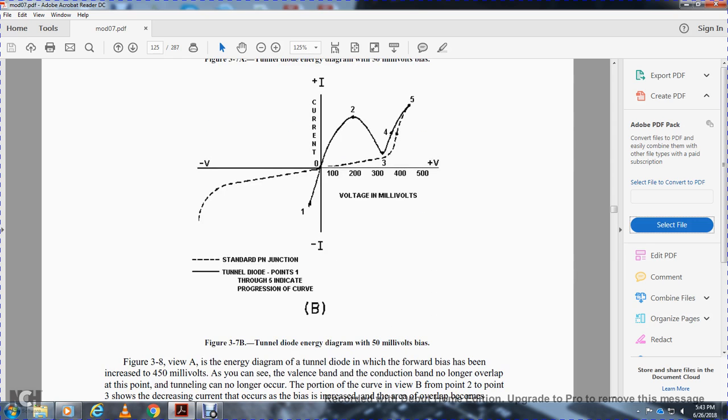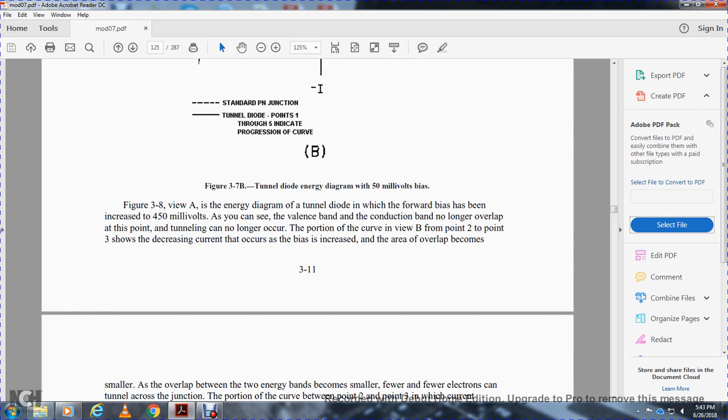View 3-7B shows the tunnel diode curve at 50 millivolts, with the standard dash line for a standard positive-negative junction. Also, the full line of the tunnel diode curve with points 1 through 5 indicates the progression of the curve. The voltage is in millivolts and the current in milliamps. Figure 3-8A shows the energy diagram of the tunnel diode with the forward bias increased to 450 millivolts.